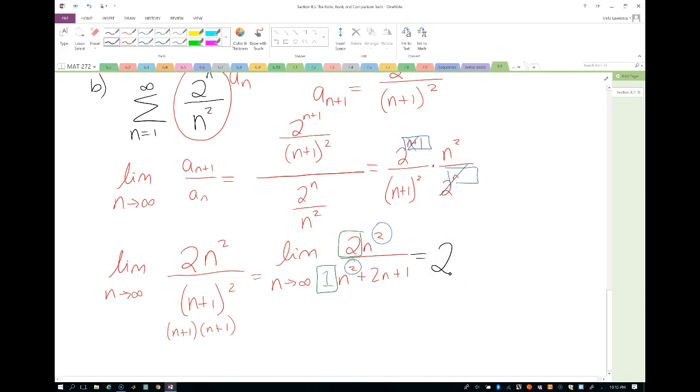So we've done all of our algebra simplification, we've calculated our limit. Now we can go back to see what the ratio test tells us, and it says if you calculate that limit and you get an answer that's bigger than 1, that means our series is divergent.